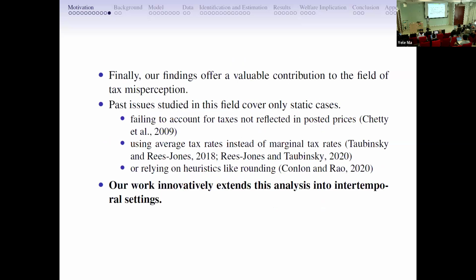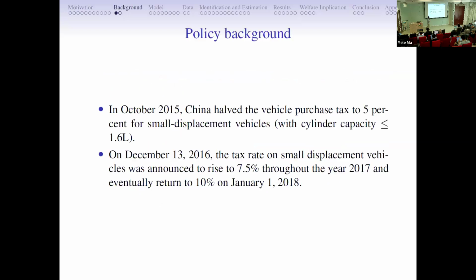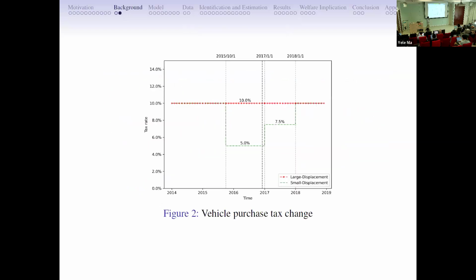And finally, our paper is closely related to the field of tax misperception. Past tax misperception papers usually build on a static framework, and we extend their work to add dynamics to the household's decision. So here is the background about the tax changes in China.